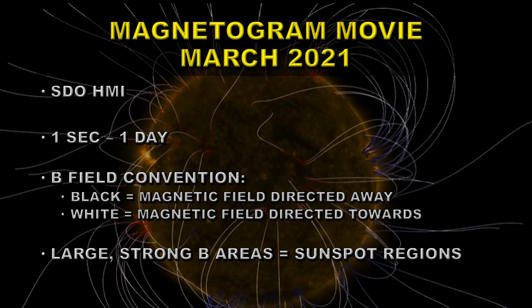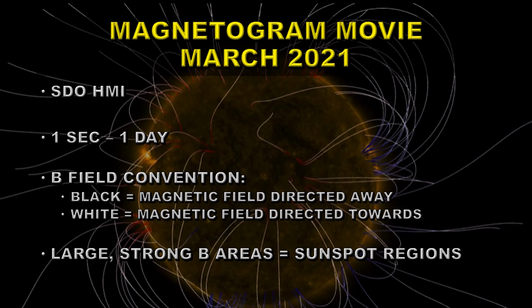Now let's take a look at some SDO movies. This first one is a magnetogram movie. That's a movie showing the spatial distribution of the magnetic field on the surface of the sun. This is from the Solar Dynamics HMI instrument, and approximately 1 second equals a day in this video.